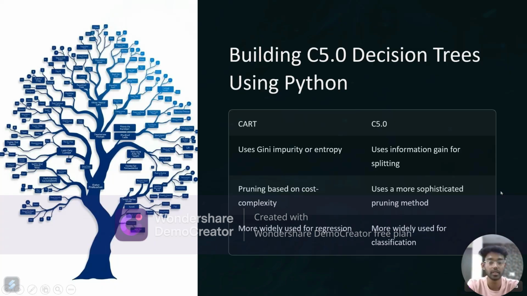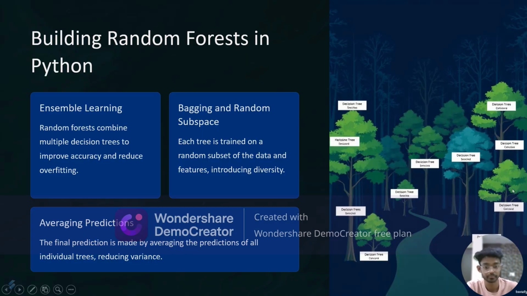Now, building C5.0 decision tree. Here is a CART and C5.0 comparison. Uses Gini impurity or entropy, means it uses information gain for splitting. Pruning based on cost complexity, means it uses a more sophisticated pruning method. More widely used for regression, more widely used for classification. So here are the differences that a CART tree or a C5.0 tree have.